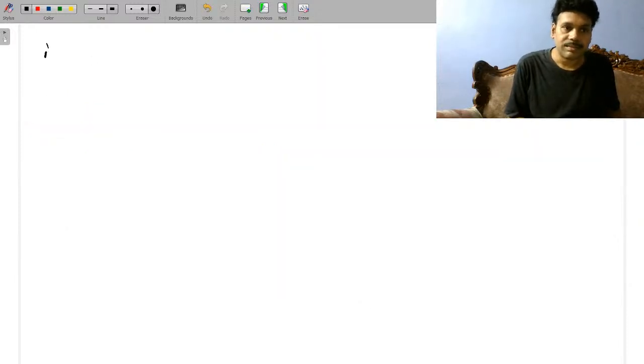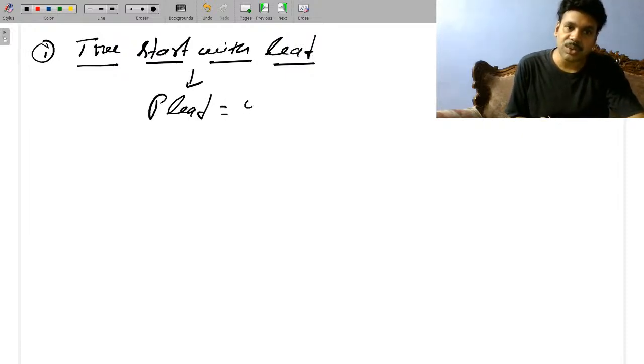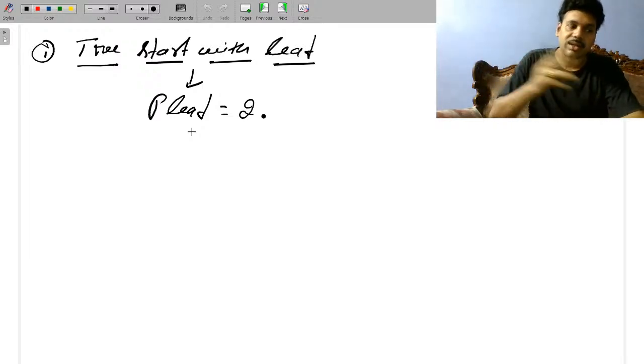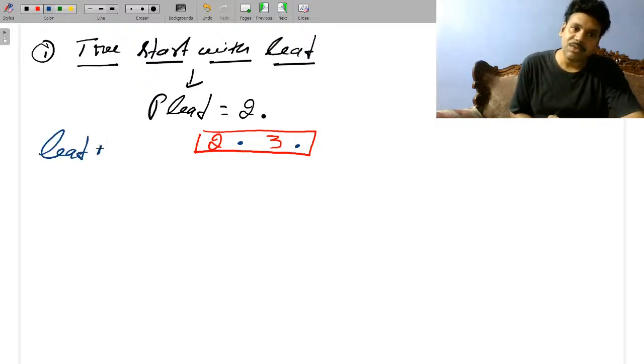So point number 1, the tree starts with a leaf. Please observe, friends. Now I said that your P leaf is equal to 2, so I can accommodate two keys. What are the keys you want to insert? 2 and 3. Keys will always be in ascending order only. That is the same principle we have there and here. Keys will be sorted every time. Therefore, I can accommodate two keys here, 2 and 3, each with a record pointer. Please observe, friends. This is your leaf block.